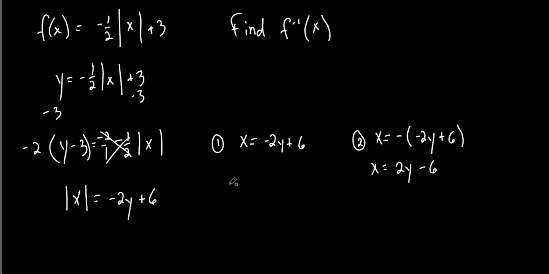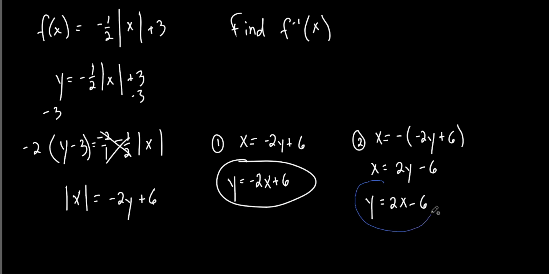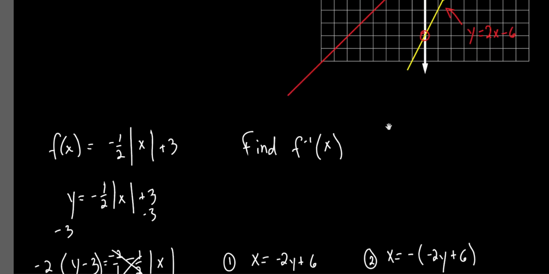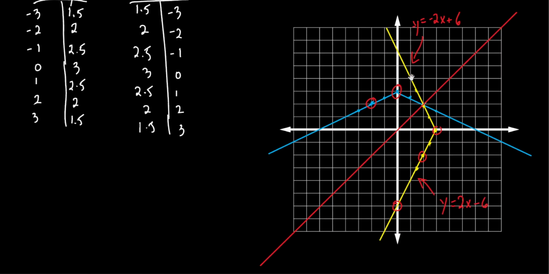So what do I get here? y equals negative 2x plus 6. And what's this going to be? y equals 2x minus 6. So look, does that look familiar to you at all? It should look familiar because where did we get those 2 equations? We got them up here with that yellow line, with that inverse line.